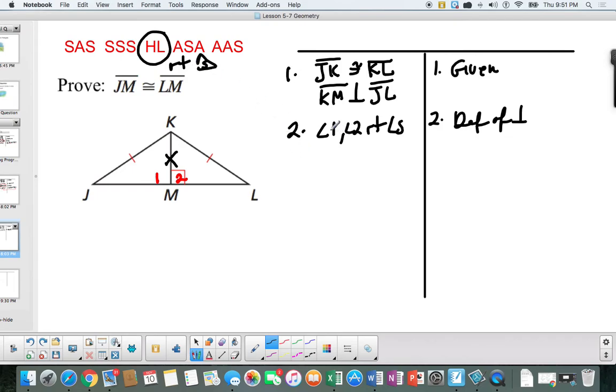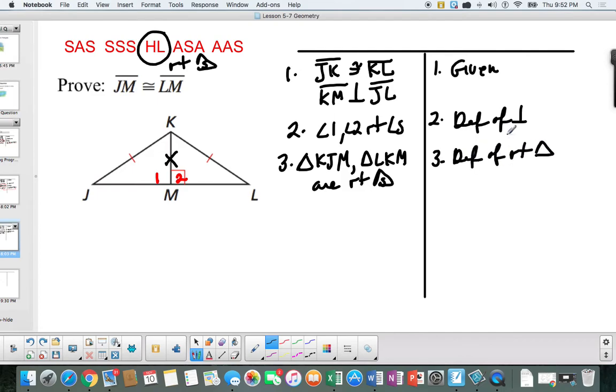Now remember, I don't have to show that the right angles are congruent, but I do have to show that these triangles are right triangles. So triangle KJM and triangle LKM are right triangles, and that comes from the definition of right triangle. As long as you see a right angle, you must have a right triangle. So I have my H pair right here, and I have my right triangles right here.